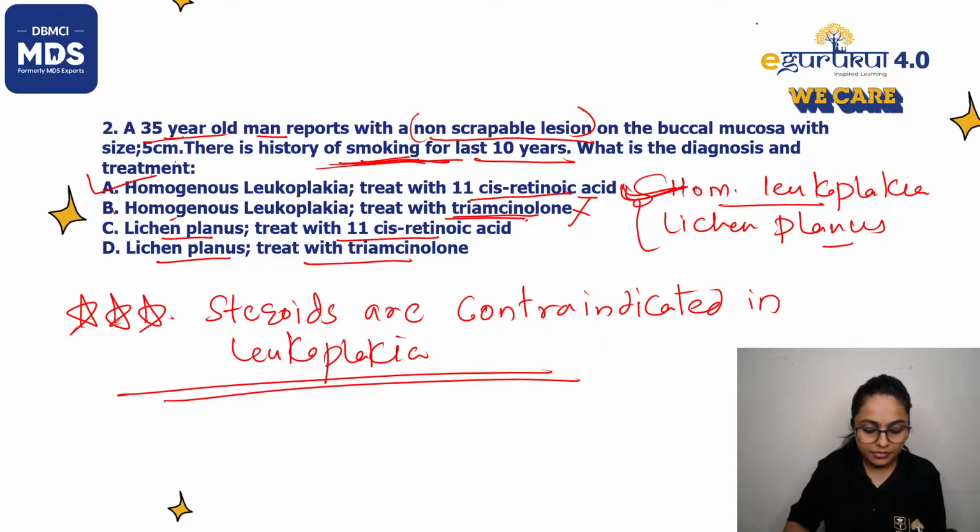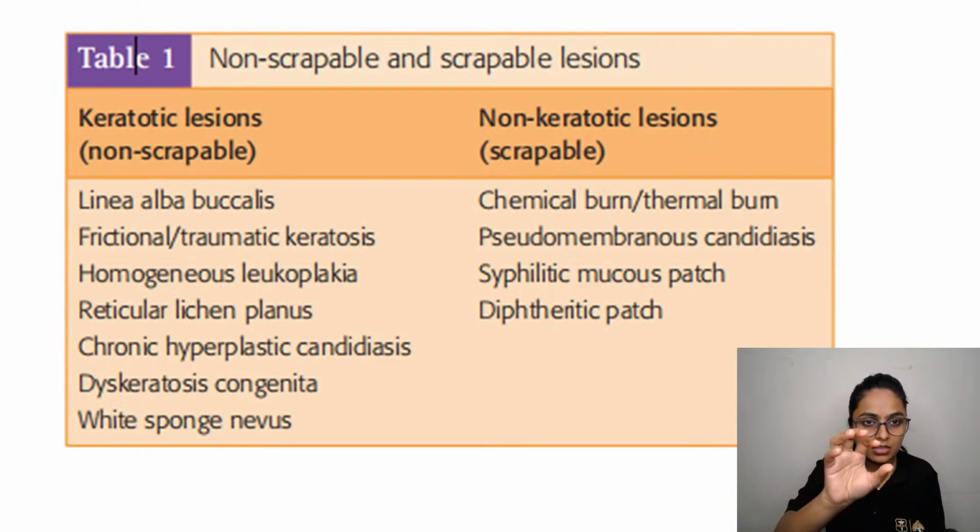If they would have mentioned some burning sensation and a female patient, or Wickham's striae, then our answer would have been lichen planus. But since they have mentioned the history of tobacco usage, our answer goes to homogeneous leukoplakia. And to elaborate more, I have just put up this table of non-scrapable and scrapable lesions. You should memorize this to answer such kind of questions easily.